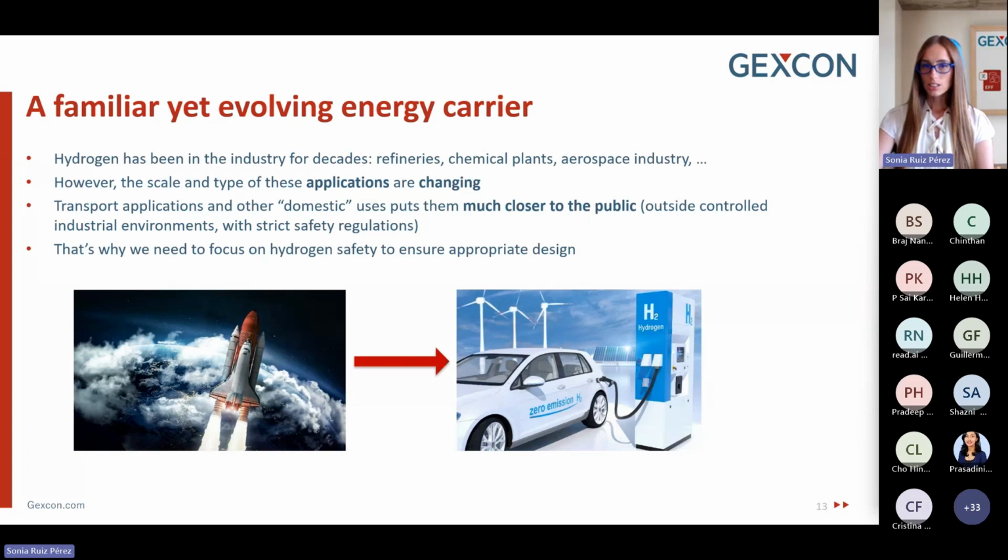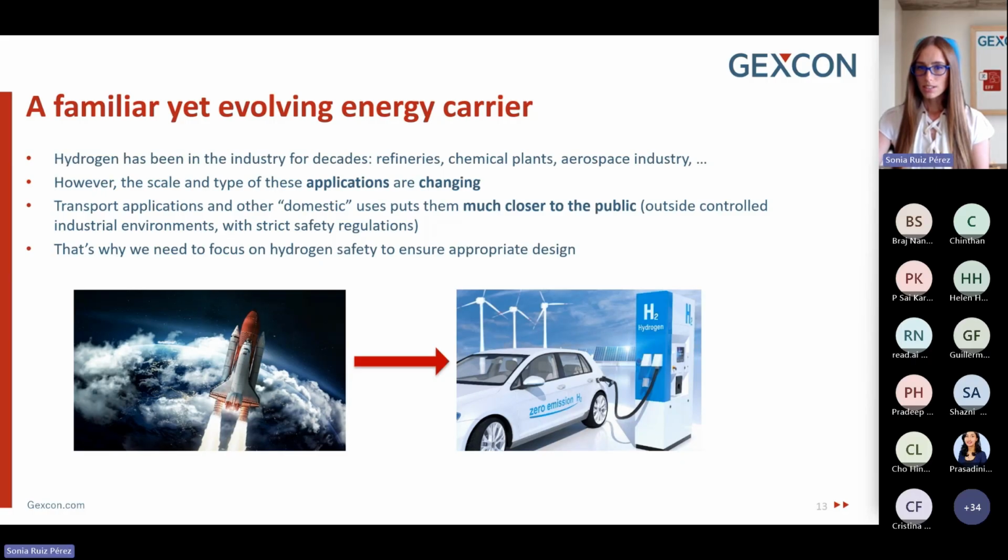While hydrogen is often discussed as a new energy solution, it's actually been used for decades, particularly in industries like petroleum refining, chemical manufacturing, and aerospace, where it powers fuel cells in rocket propulsion. What's changing now is that hydrogen applications are moving beyond industrial use to include fuel cell vehicles, renewable energy storage, and power generation. So with these new applications, we are seeing hydrogen move closer to the public and domestic settings, which brings new safety challenges.